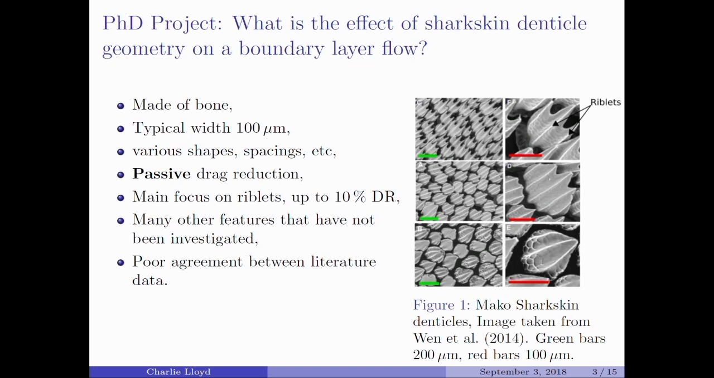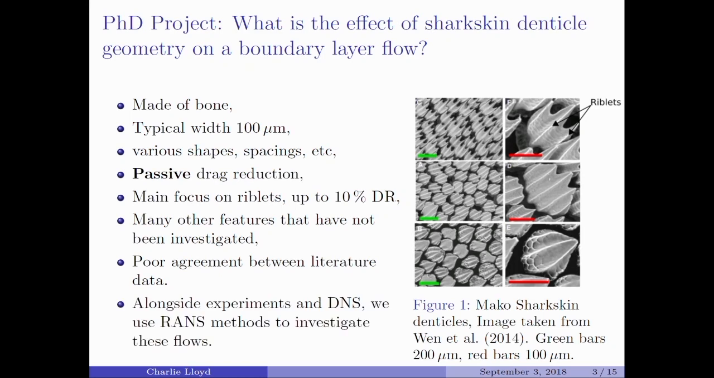And the experiments that have been done on these flows don't agree at all, really. Some of them say that the real shark skin actually increases drag more than riblets. Some of them say it decreases by quite a lot. So what I'm interested in is understanding what other geometries could possibly be used to reduce drag. And alongside experiments and DNS, I'm going to be using RANS methods to do this.